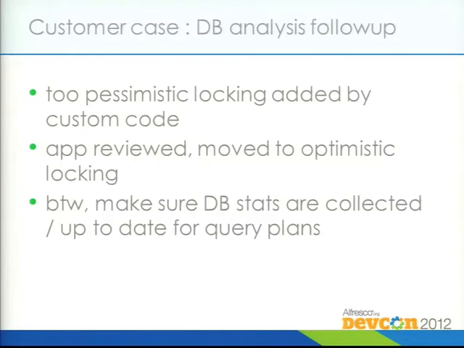In their case, it was because they were adding too much pessimistic locking in the custom code, and obviously that was creating too much of a drag on the application. So they reviewed the app and moved to optimistic locking because that fit their use case, and the problem was gone. Just a general comment: make sure that your DB stats are collected and up to date for the query plans, because that's usually a problem that we see. The DB stats are completely out of date, and the query plans are bad because the DB cannot make the proper choice.